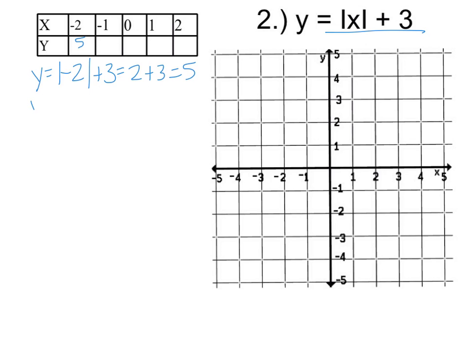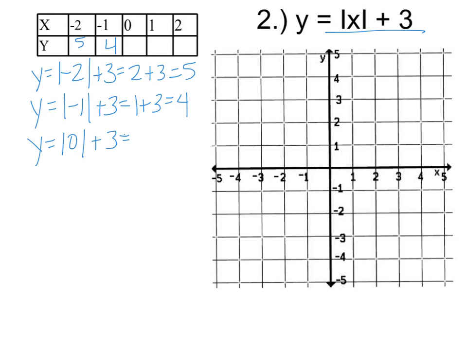For the next one, y equals the absolute value of negative 1 plus 3. The absolute value of negative 1 is positive 1, and 1 plus 3 is 4. So we fill in 4. The next one, y equals the absolute value of 0 plus 3.